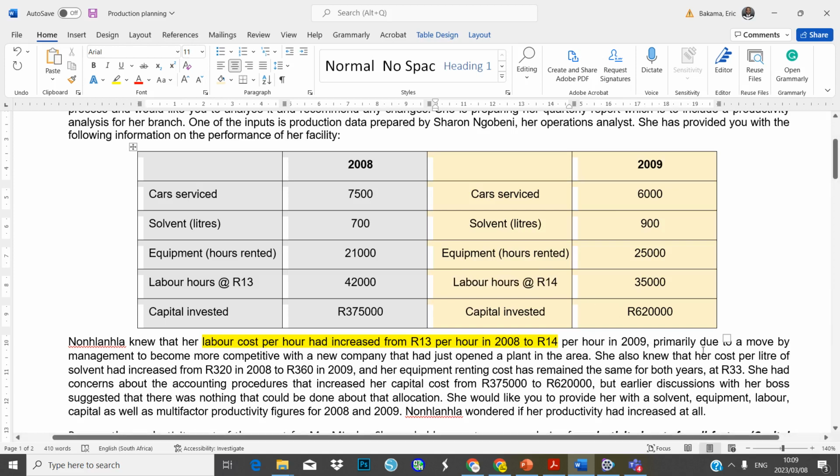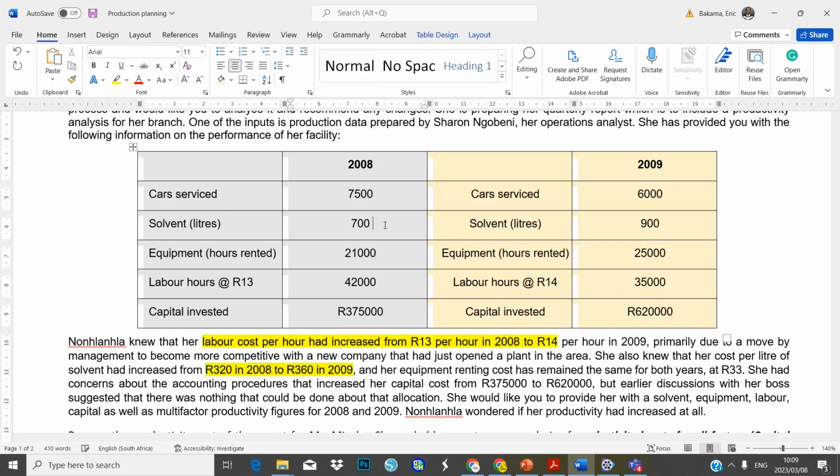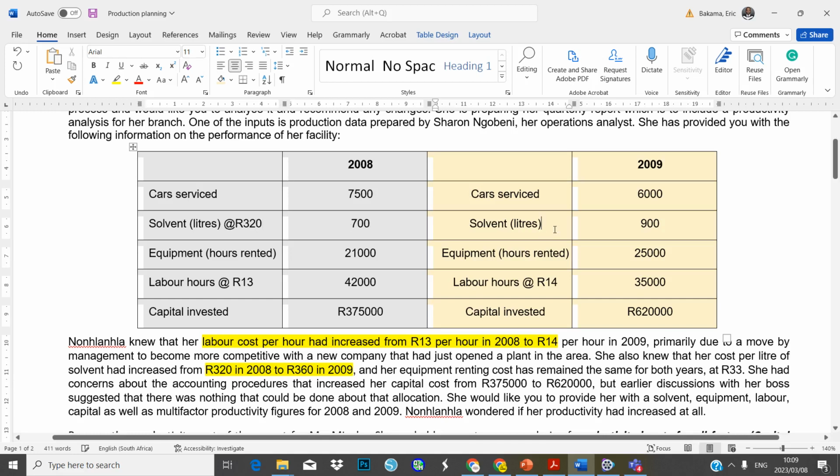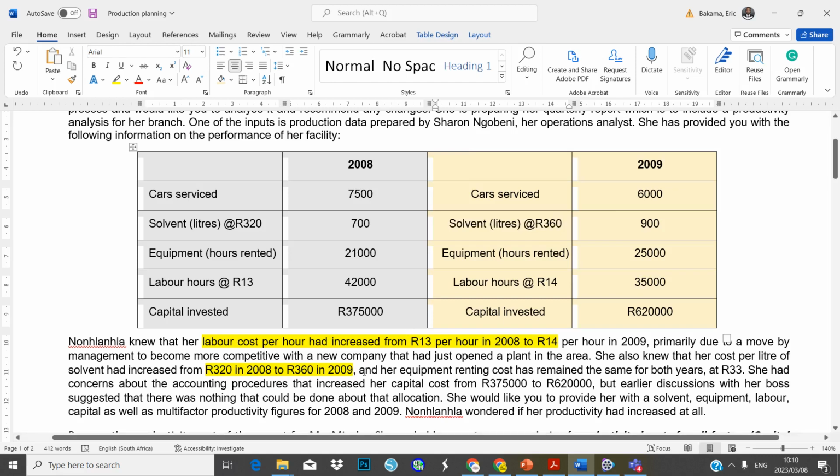This was primarily due to a move by the management to become more competitive with the new company and all those things. Now, she also knew that the cost per liter of the solvent had increased from 330 to 336. So as I go back here, we are looking at the cost, which is 330 rand per liter. And then this other one has increased and is now 336 per liter in 2009.